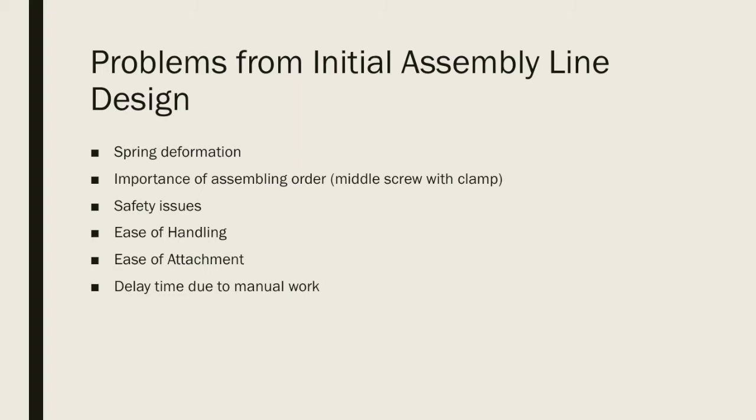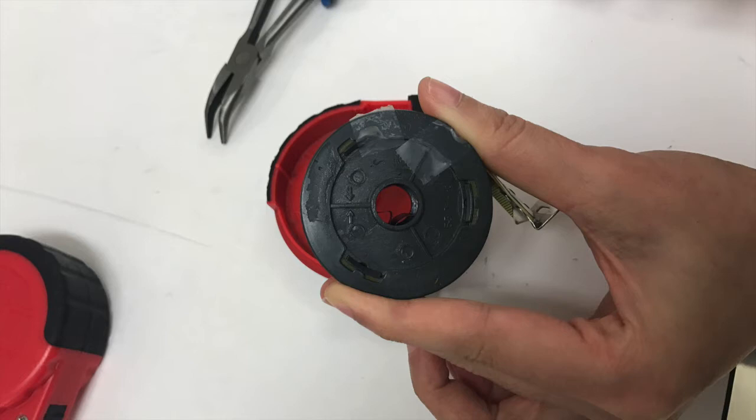Some problems we ran into in the first design are deformed springs on the tape rolls and unexpected time delay due to poor assembling order of the middle screw and the clamp. We also had safety issues because of the tape rolls exploding rather easily. To solve the safety issue along with ease of handling and attachment, we will be presenting some new designs of the tape measure. Last but not least, there is still room to improve the design by speeding up the fastening of the screws. Here comes our first problem.